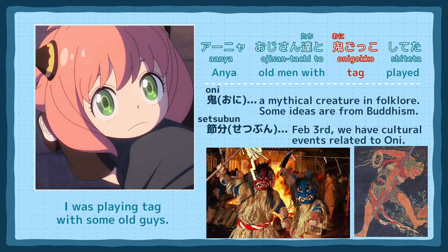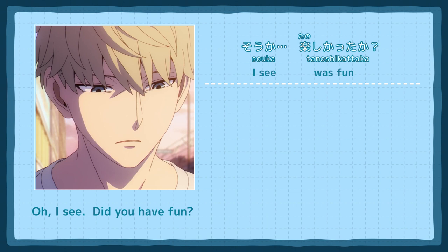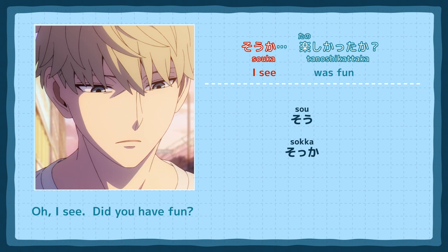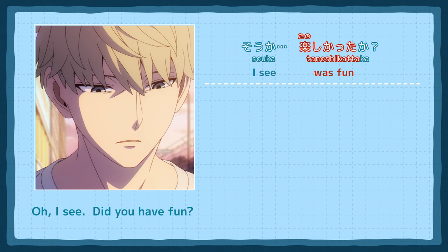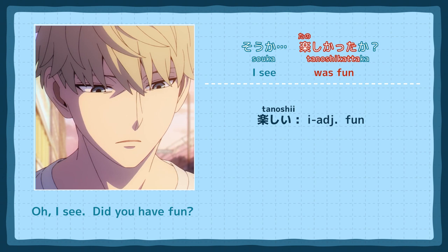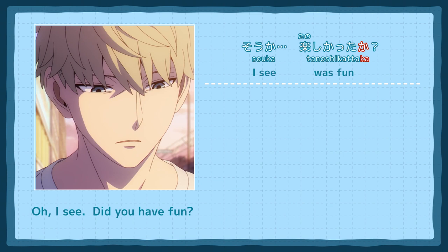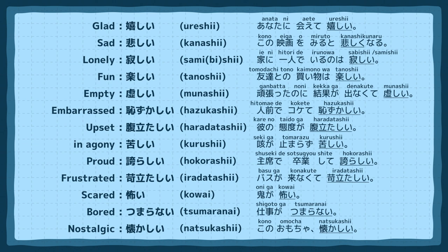そうか、楽しかったか? そうか means I see, or is that so? Instead of そうか, we use just そう without か, or そっか, or へえ. And 楽しかった is the past tense of 楽しい, which is an i-adjective meaning fun. And か is the sentence-ending particle for questioning. 楽しかったか? Was it fun? Here are the i-adjectives related to emotions.